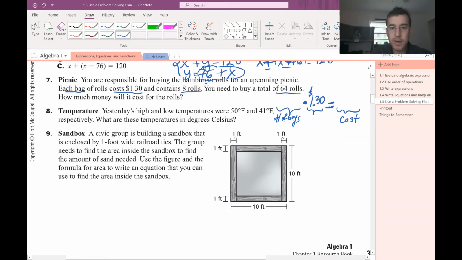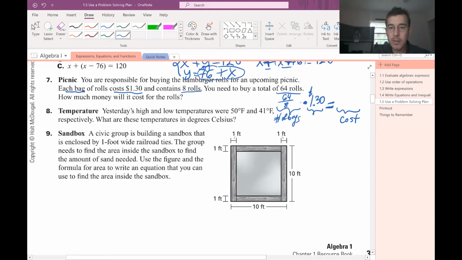How do we find out the number of bags? It's basically 64 rolls fit in how many bags, divided by 8 rolls, because each bag has 8 rolls. So 64 rolls divided by 8 rolls, it's 8. So we have 8 bags of rolls, right? So the number of bags of rolls times the cost per bag is the actual total cost.